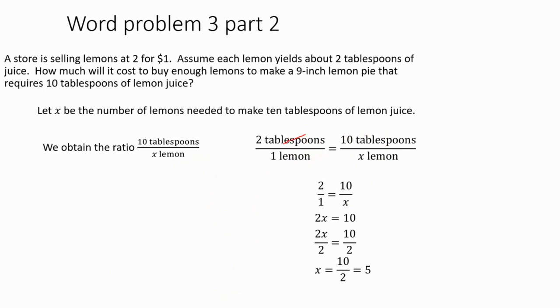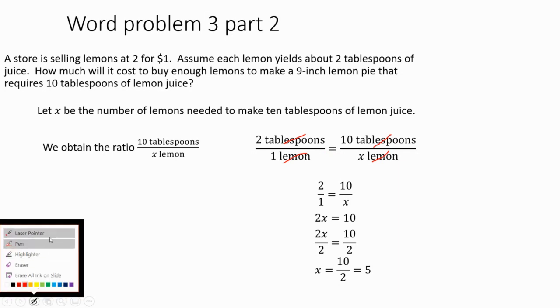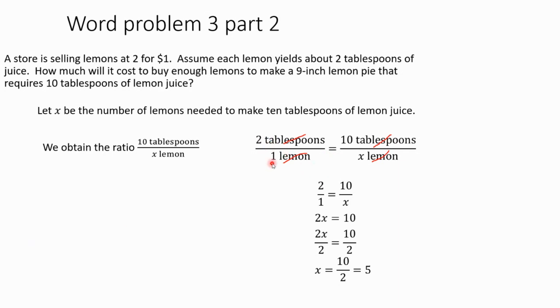So once we get the proportion, again, units cancel, like so. And so we get 2 over 1 is 10 over x. So we want to solve for x. How do we do that? Cross multiply. Right? We cross multiply. We get 2x equals 10 times 1, which is 10. Divide by 2. We get x is 5.